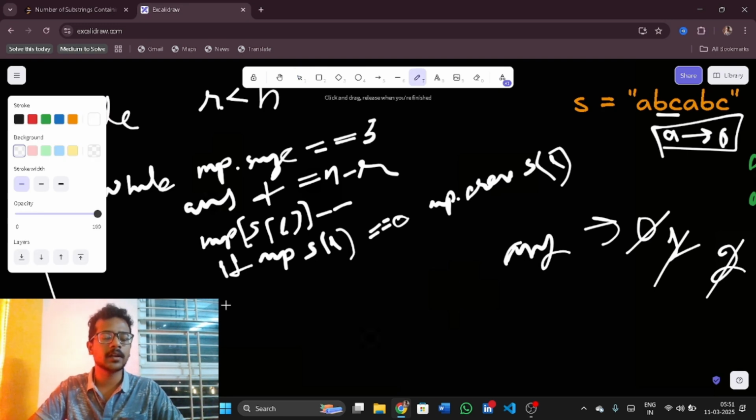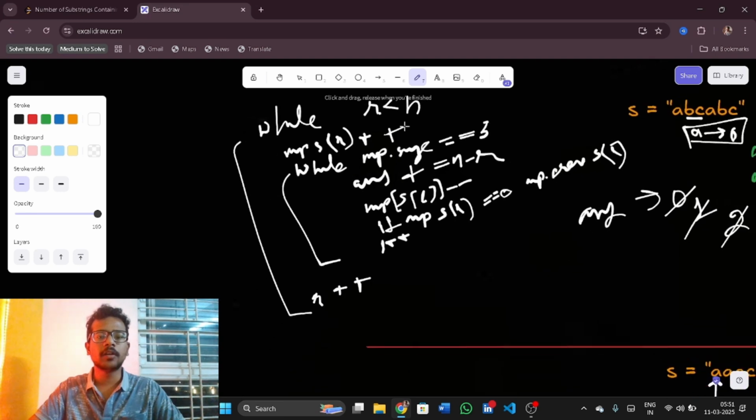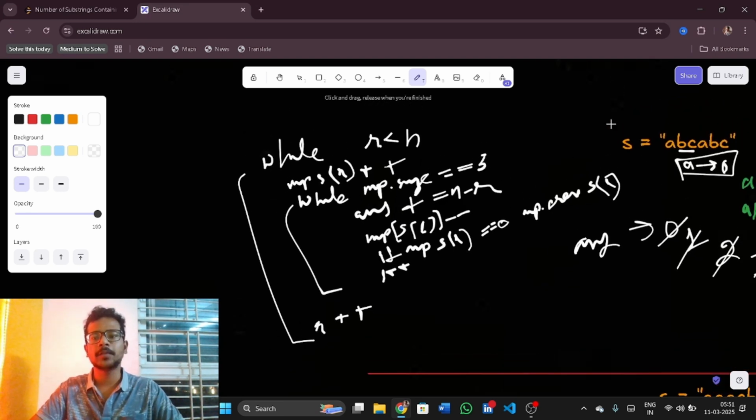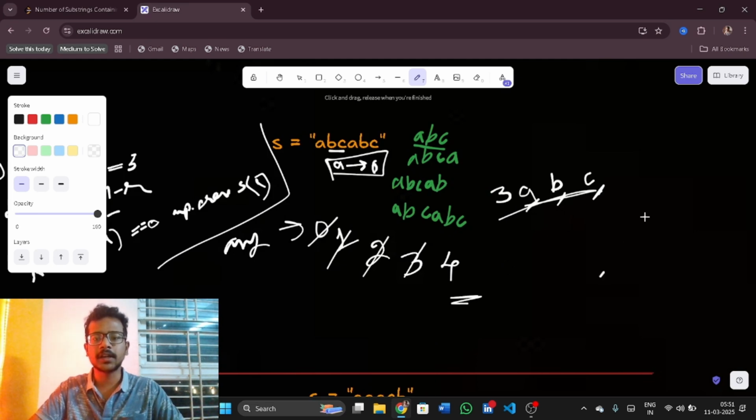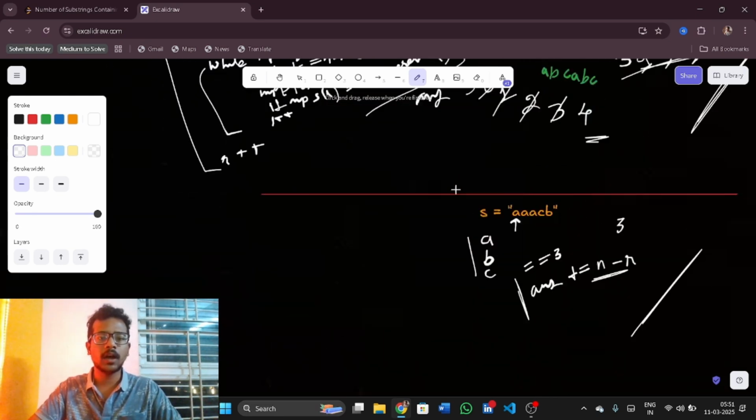So this is how you solve this problem, and after this I need to increment my left pointer, and also don't forget to add MP of S of R plus plus. Increment S of R frequency in MP. So this is how the algorithm works, and this is the example, and also this is how we are adding n minus R to our answer.